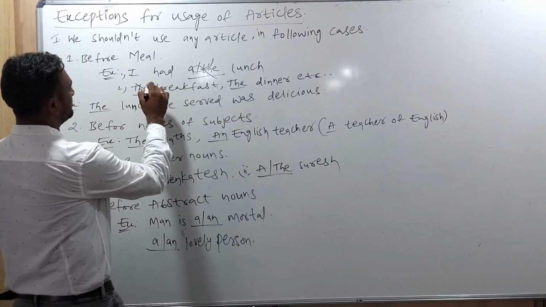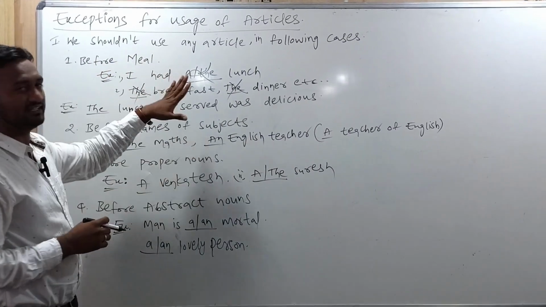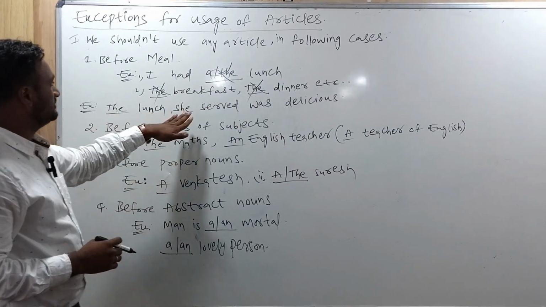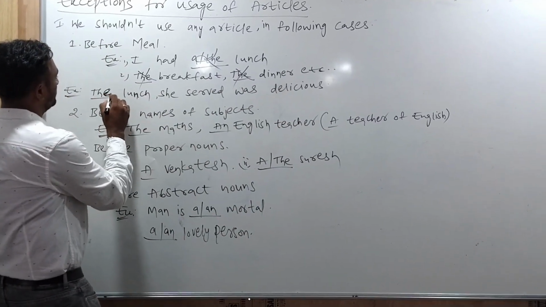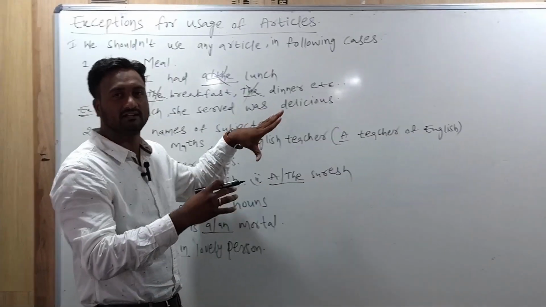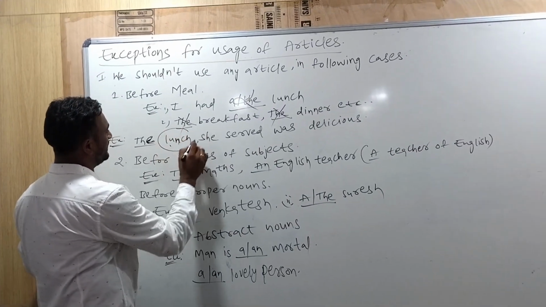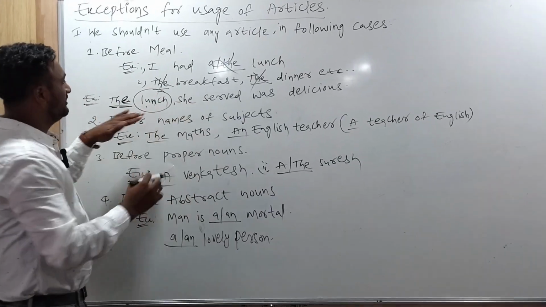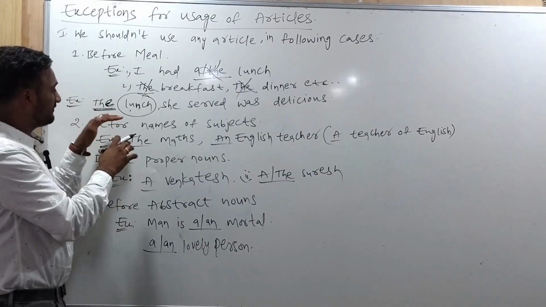In the same way, the breakfast, you should not say, the dinner, you should not say. Before the name of any meal, you should not use any article. It can be a, an or the. Here is an exception: The lunch she served was delicious. As I said, you know very well that the is a definite article. So we are speaking about something specific, that the lunch which she served was delicious. Even though lunch is the name of a meal, here I used the article the. The usage is correct because we are specifying the lunch. So the definite article is perfectly alright here.